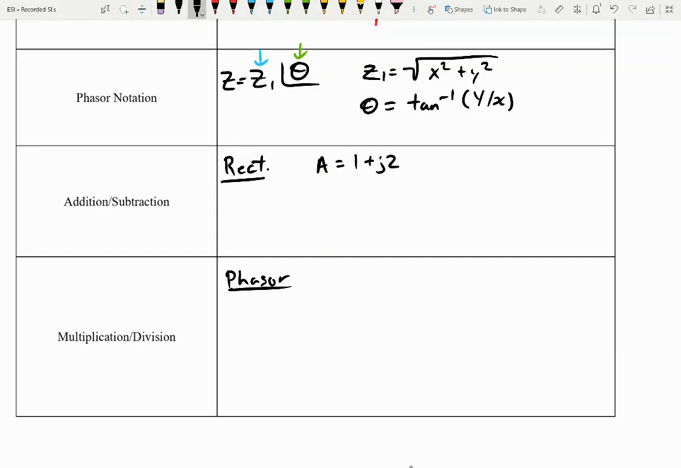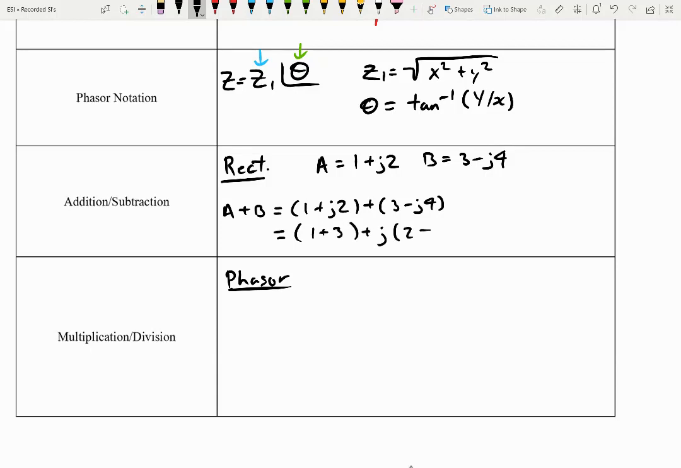A is equal to 1 + j2, and B is equal to 3 − j4. If we do A + B, we get 1 + j2 + 3 − j4. All we do is add the reals together and the imaginaries together: 1 + 3 + j(2 − 4). That gives us 4 − j2. That just makes our math a lot easier.